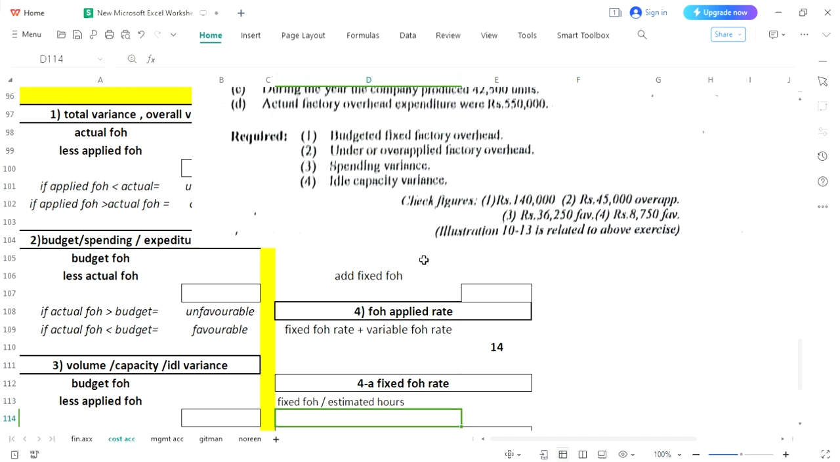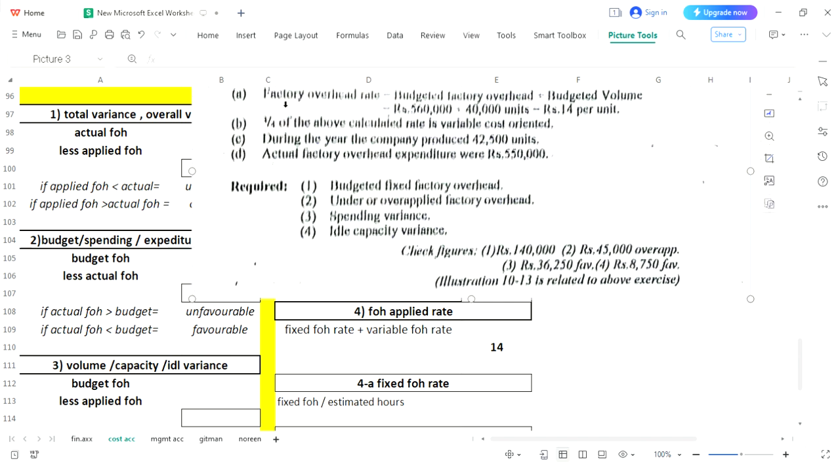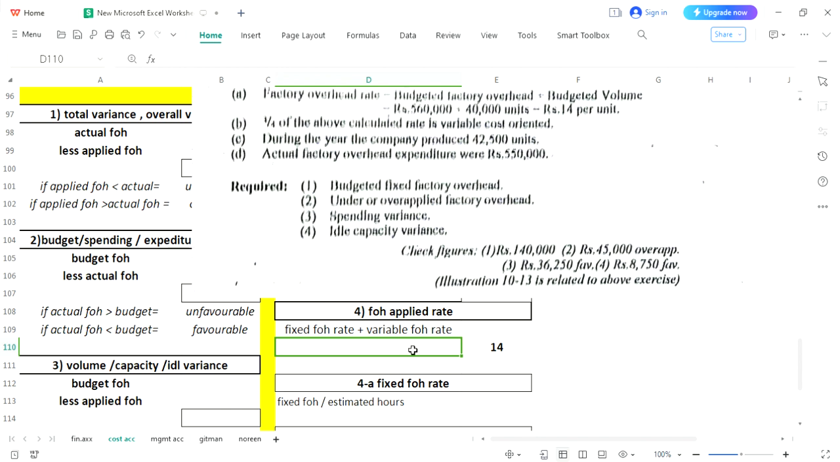He is guiding us that 3/4 of the above rate is variable. If 3/4 is variable, then how much would be fixed? Because there are only two types of rate, fixed FH and variable FH. So you can calculate your rates directly over here. Variable FH rate is 3/4, so you can calculate 3/4 of this rate, that means 14 multiplied by 3 and divided by 4. With that you can calculate your variable FH rate.